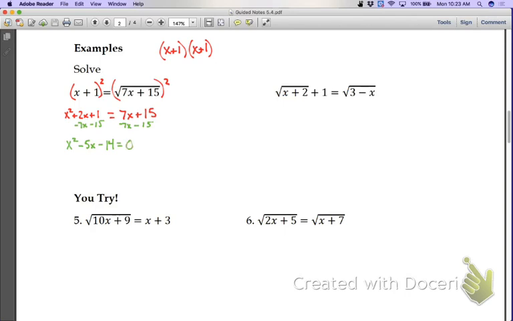So then I need two numbers that multiply together to give me negative 14 and combine to give me negative 5. So what are those? Multiply to give me negative 14, combine to give me negative 5. Negative 7 and a positive 2. So then my two answers are going to be x equal to 7 and x equal to negative 2.